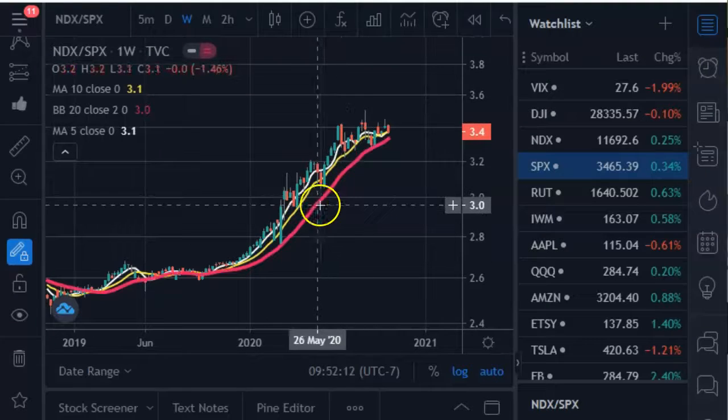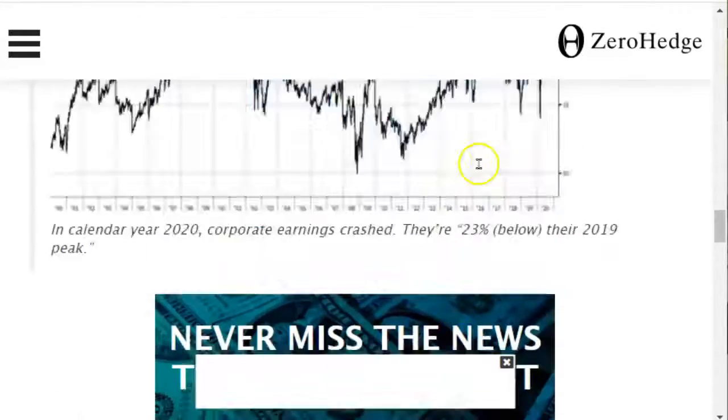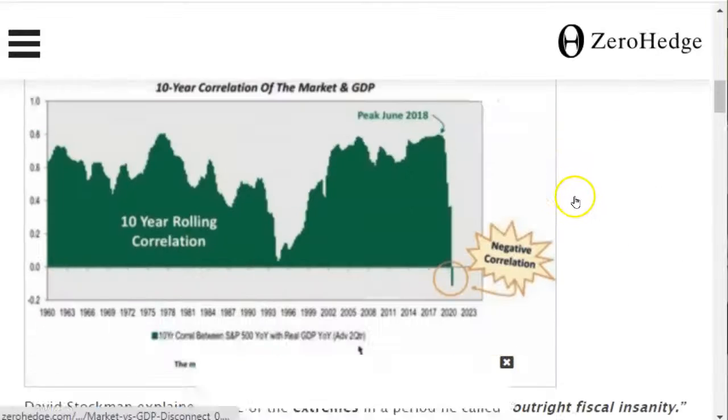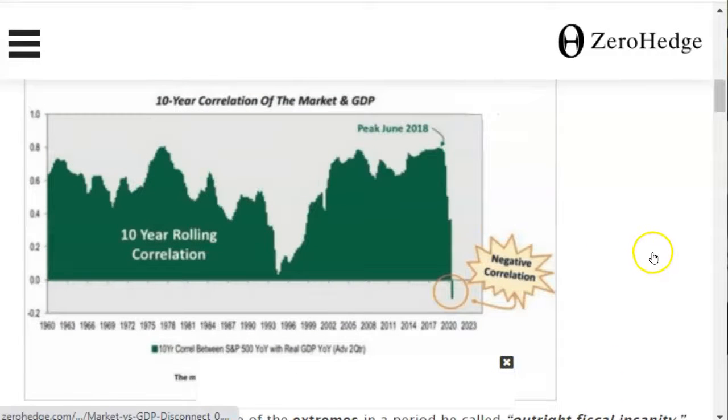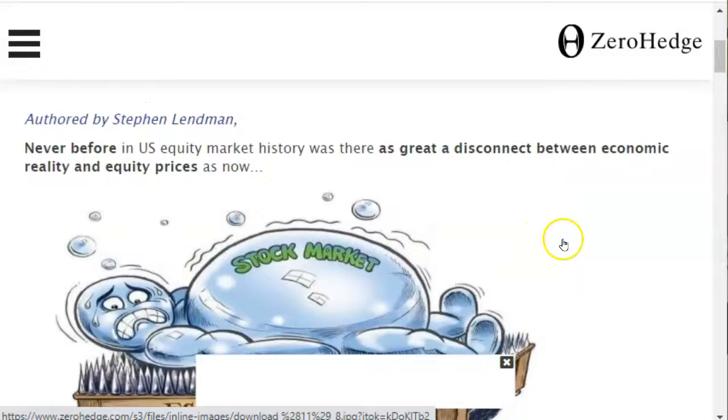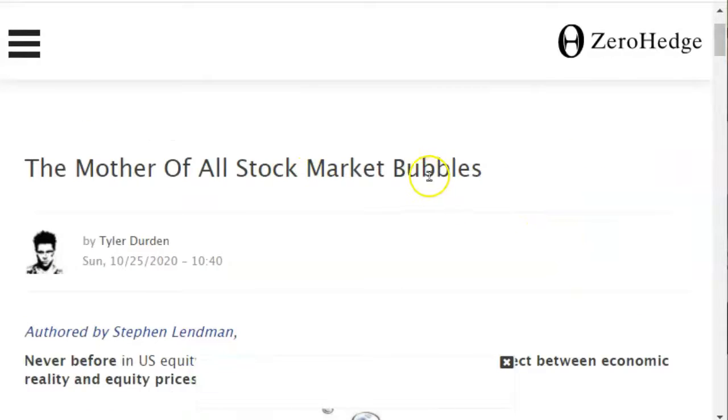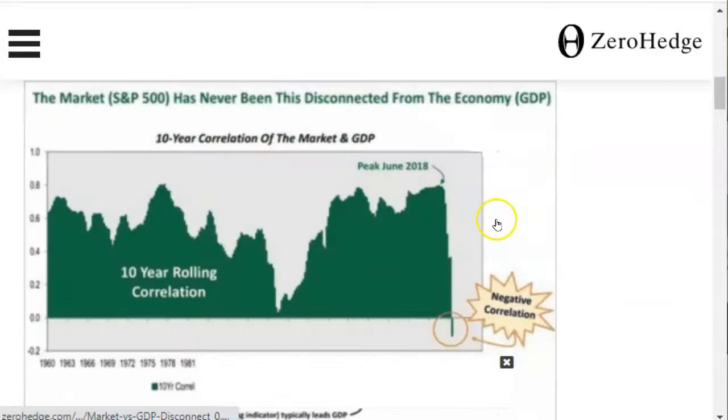But the exciting information that I wanted to share is the Zero Hedge article. And I was shocked when I saw this, but it makes sense that this is a chart shared in this, the mother of all stock market bubbles on Zero Hedge. And they're sharing the correlation of the GDP, the actual economy, compared to the stock market, because obviously the stock market is up quite a bit.